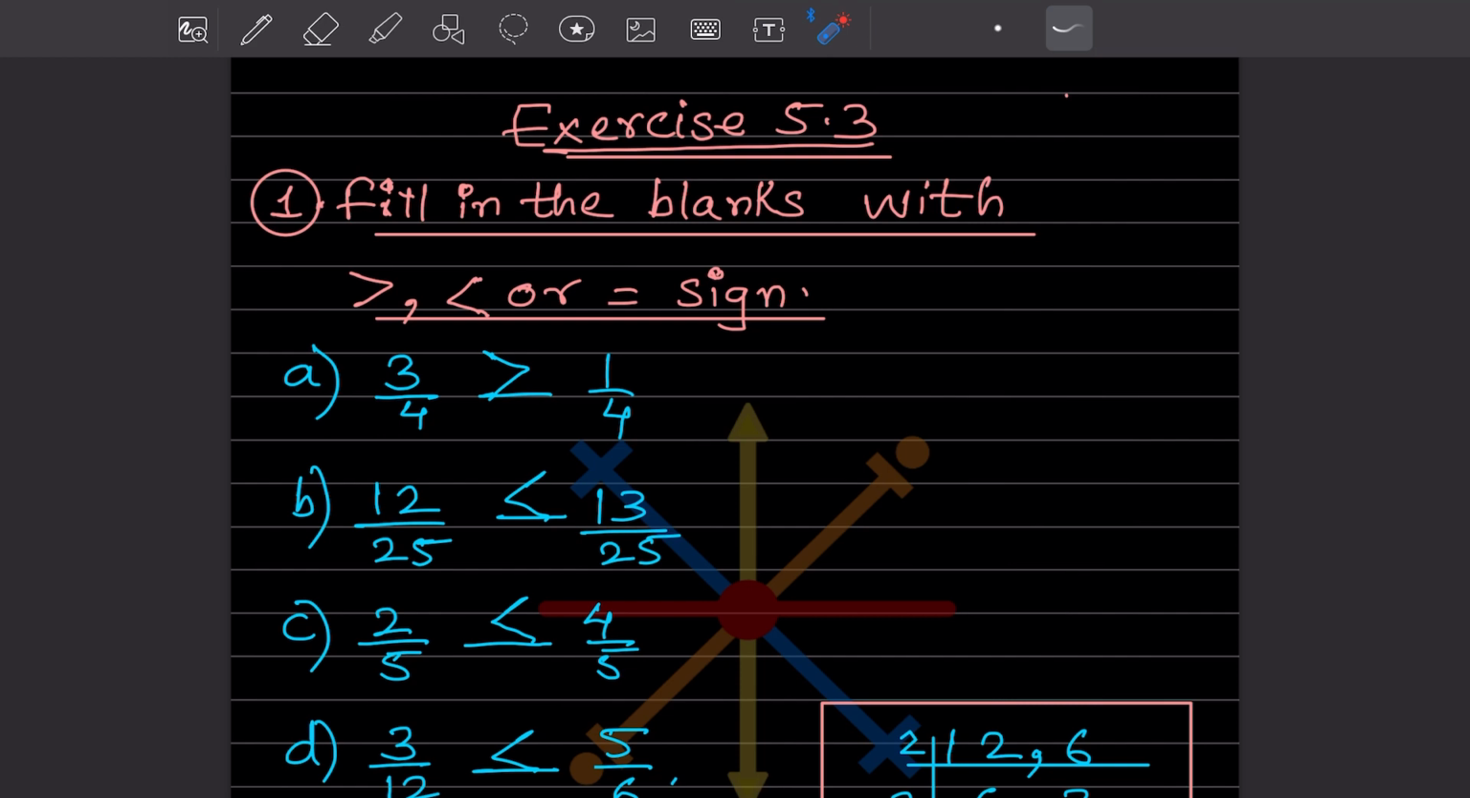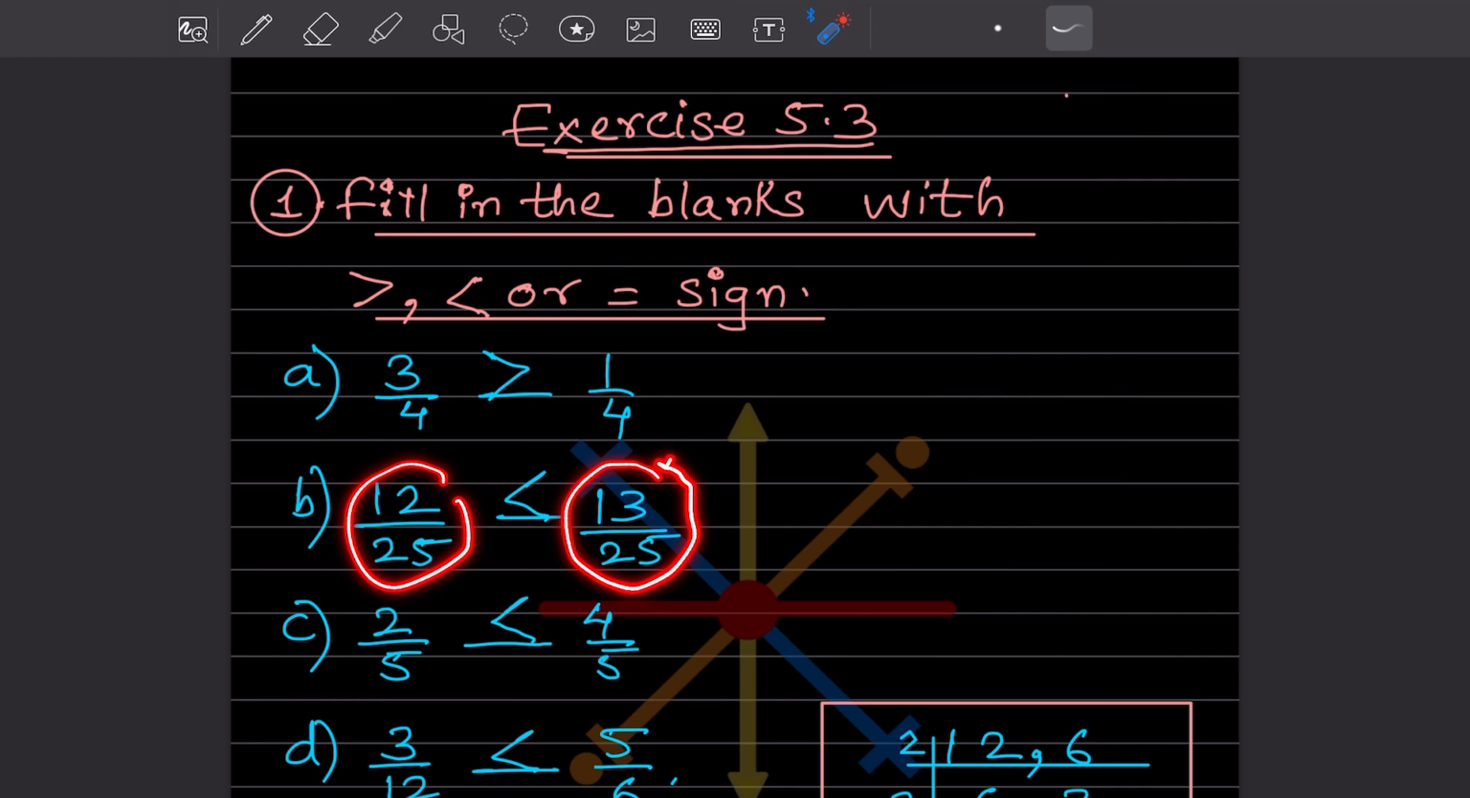You have to just put the values over here. Now 3 by 4 and 1 by 4. So here what you can see, of course 3 by 4, because the denominators are the same. So this number is bigger. Here what we can see, 12 by 25, and you have to look at the denominator. If the denominator is same, you can write it directly. Otherwise you have to make the denominators equal.